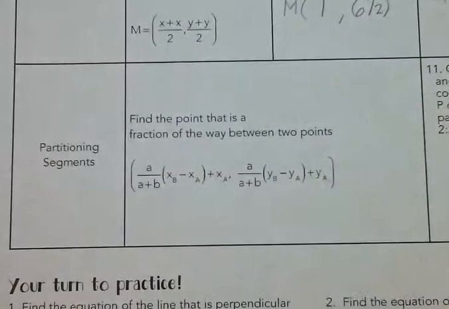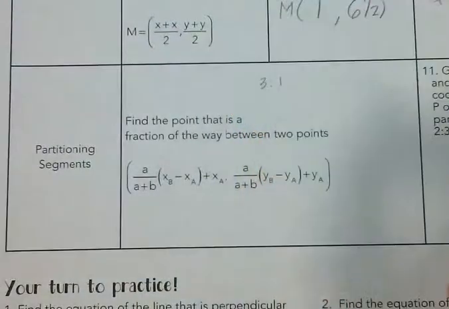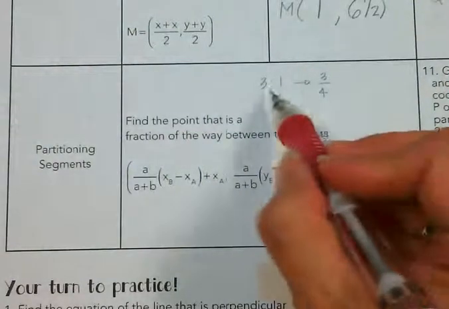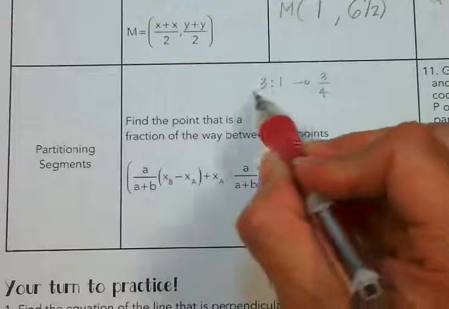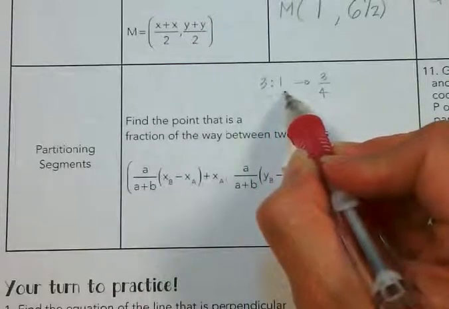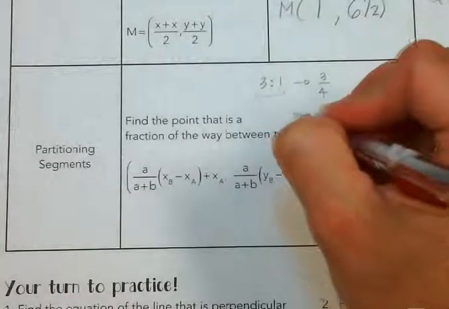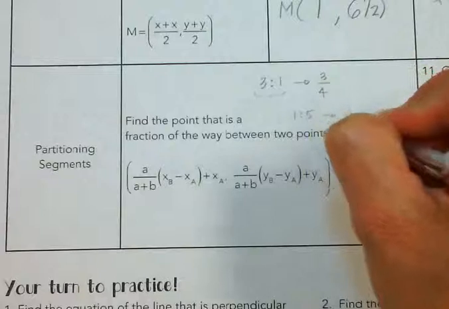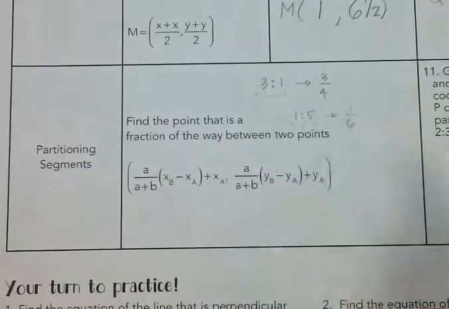So a few things before we do this example. If the ratio was 3 to 1, then our fraction that we're going to use is 3/4. Because if I need a 3 to 1 ratio, that means I need 4 pieces. That is a total of 4 pieces. And starting from A, I need 3. If the ratio was 1 to 5, then the fraction would be 1/6. Because this right here tells me I need 6 pieces, and the first section is 1 piece long.